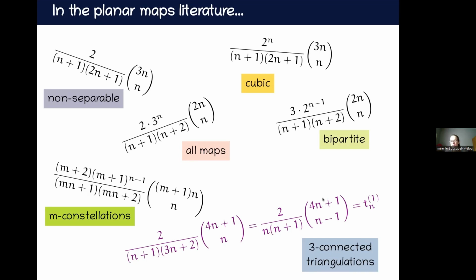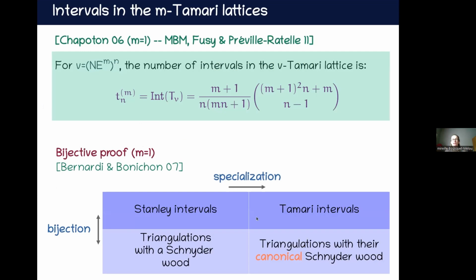So this one is crying for a bijection, and indeed, this result that we proved using recursive constructions has a bijective proof, but only in the case when m is 1. That is, for usual Dyck paths. And by the way, in this case, the formula was proved earlier by Frédéric Chapoton. And what's very nice is that this bijection is just a specialization of the bijection I mentioned before by Bernardi and Bonichon, between what we had before.